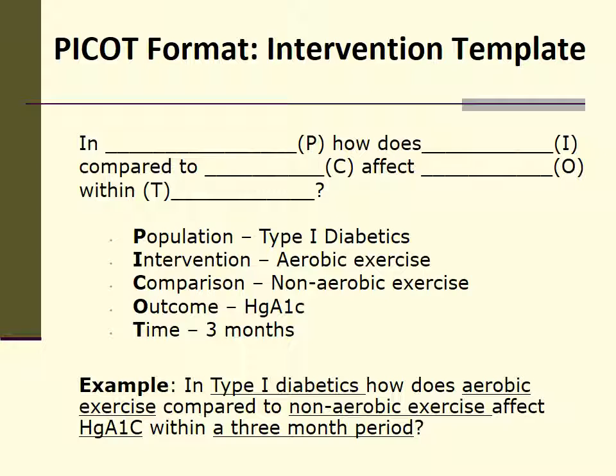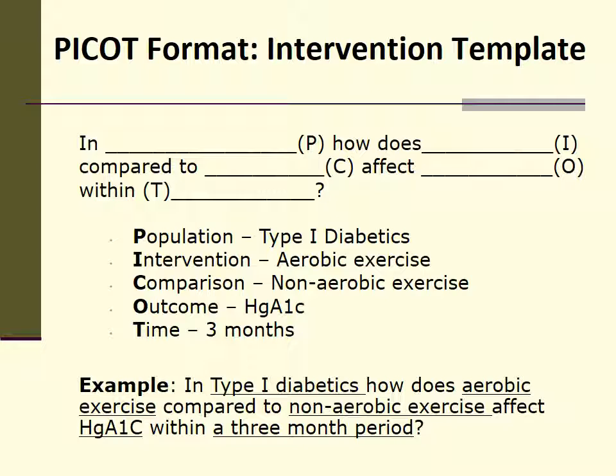The next few slides will show you how to use a fill-in-the-blank type template to help make forming PICO questions easier. In each one, you need only determine what type of relationship you are assessing and then fill in your components. For example, an intervention or therapy question is asking about which of multiple types of therapy is leading to the best outcome. So for example, if in type 1 diabetics we wanted to compare aerobic and non-aerobic exercise for their effect on hemoglobin A1C over a 3-month period, we would first need to determine our components.